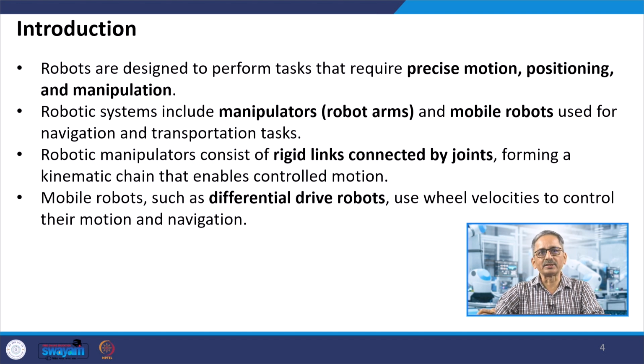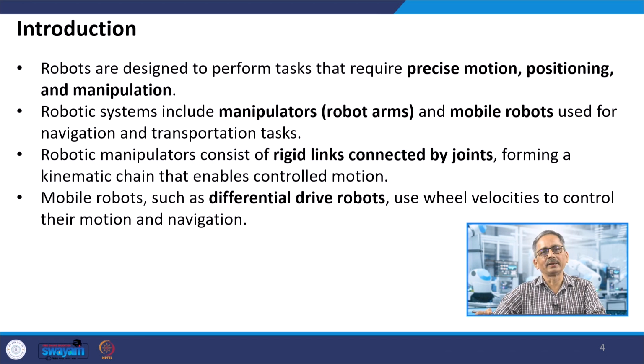The robotic systems include the robot arm, which we often call a manipulator, and the mobile robots used for navigation and transportation tasks. For a manipulator, naturally the workspace is limited, but for a mobile robot there are wheels which give mobility to the base, okay. So, it can cover a wide range of area.